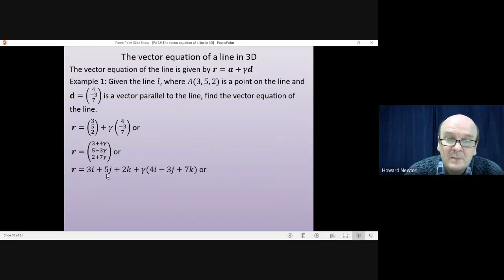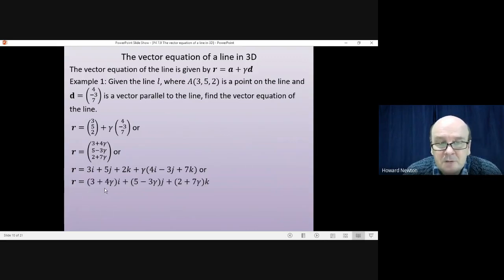So R equals 3i plus 5j plus 2k, where that's a point on the line, plus lambda times (4i minus 3j plus 7k), where that's the direction of the line. And again, we could multiply the brackets, combine these together so that you get the i's, j's, and k's separately. And that would give you R equals (3 plus 4 lambda) times i, plus (5 minus 3 lambda) times j, plus (2 plus 7 lambda) times k. You could meet any of these forms in a question. They all mean exactly the same thing.